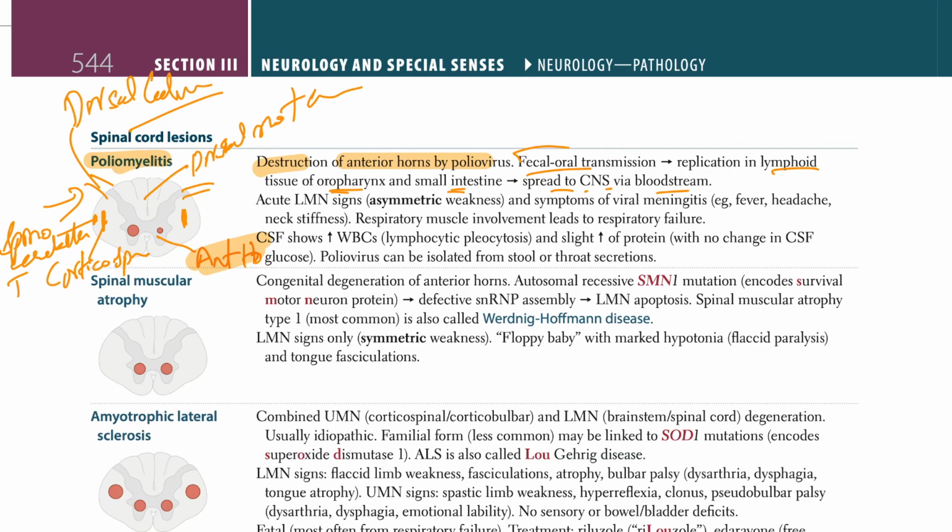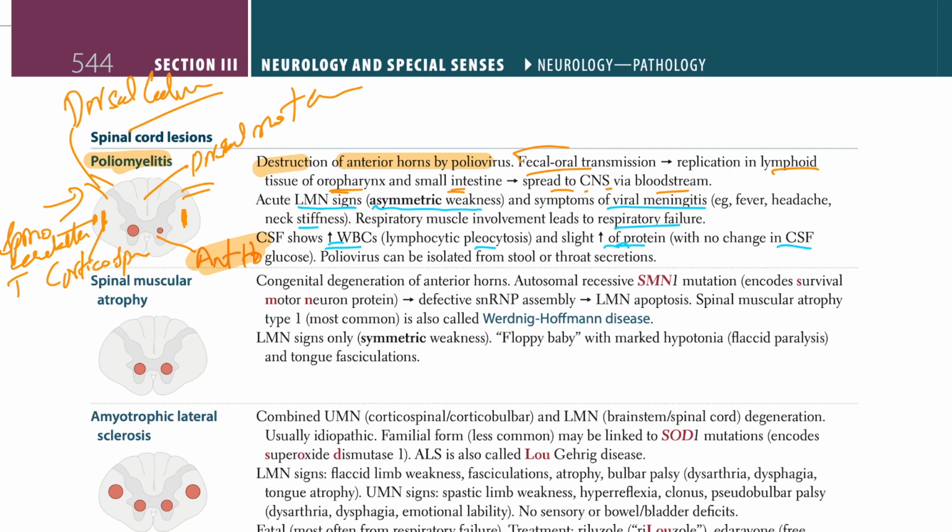It causes lower motor neuron signs, which in here are going to be asymmetrical weakness, and symptoms of viral meningitis: fever, headache, neck stiffness. Respiratory muscle involvement leads to respiratory failure. CSF would show an increase in WBCs, lymphocytic pleocytosis, and a slight increase in proteins with no change in CSF glucose. Because it's a virus, why would we have a change in glucose, right? But we have increase in proteins and increase in WBCs for sure.